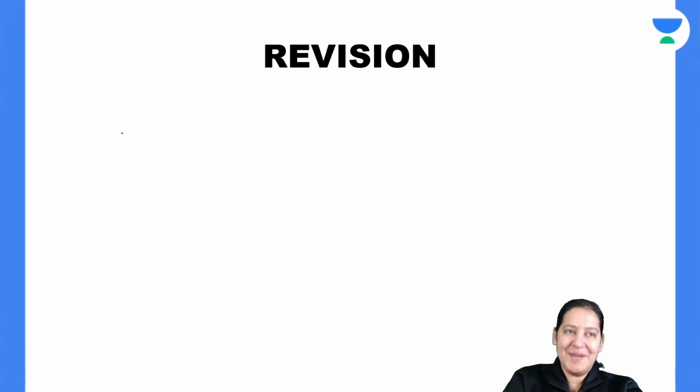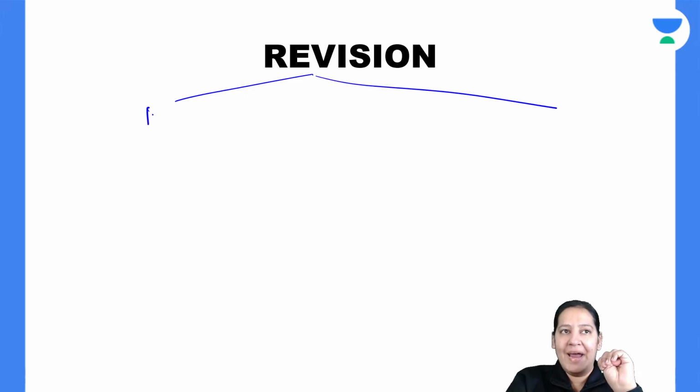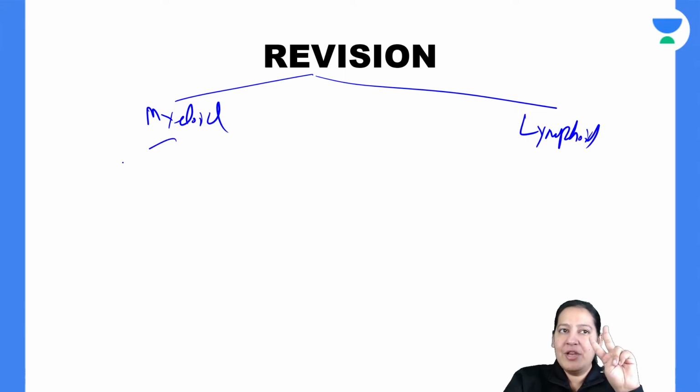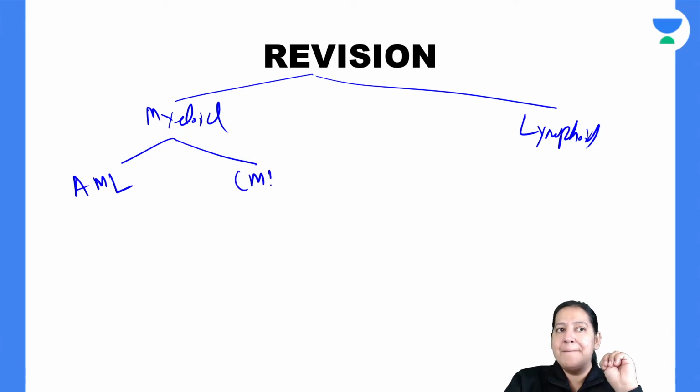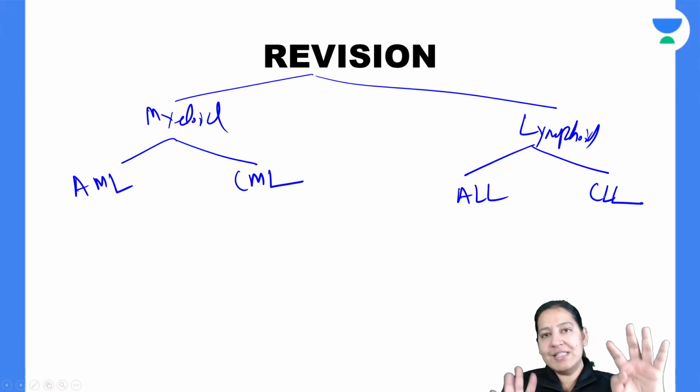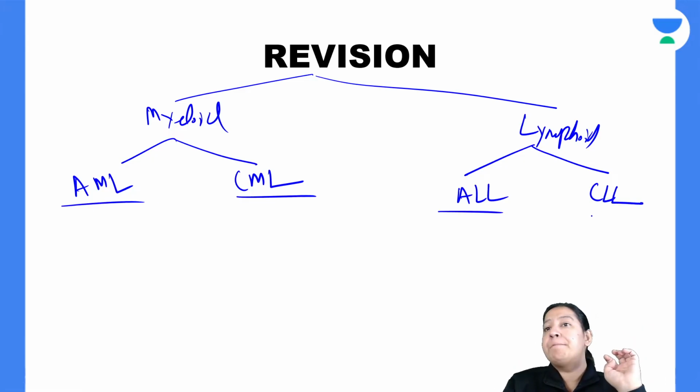Yes, you will participate. So I taught you the two types of leukemia, myeloid and lymphoid leukemia, right? Myeloid leukemia is of two types, AML and CML. Lymphoid leukemia is of two types, ALL and CLL. So what cells will you get in their peripheral smear?